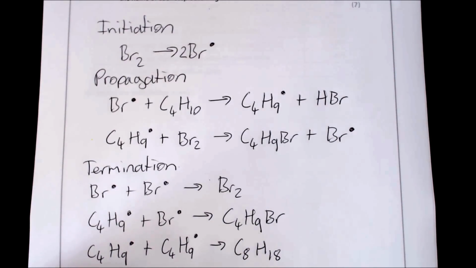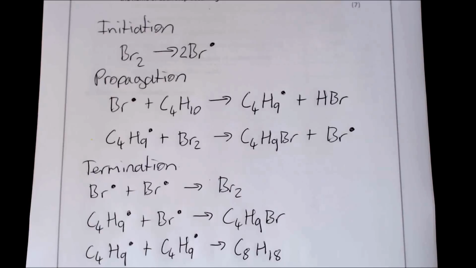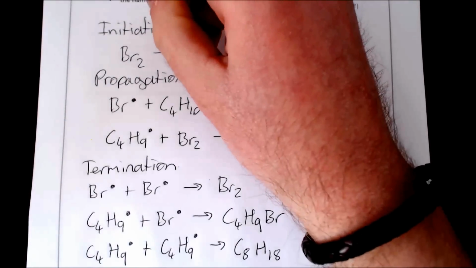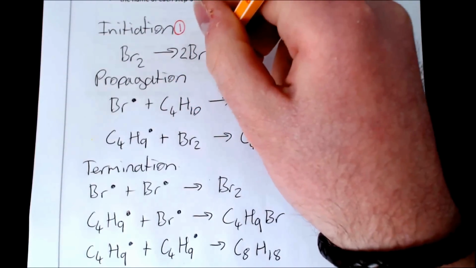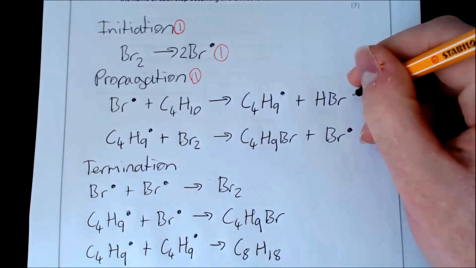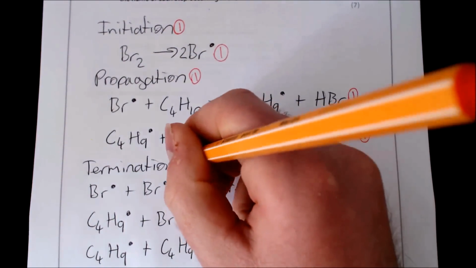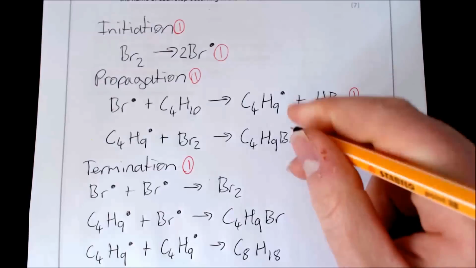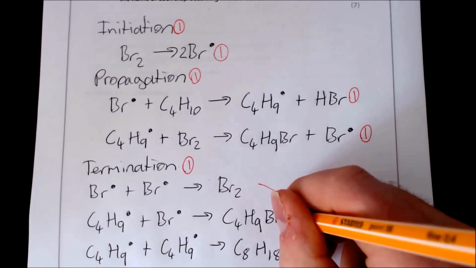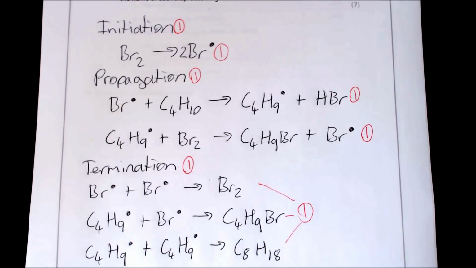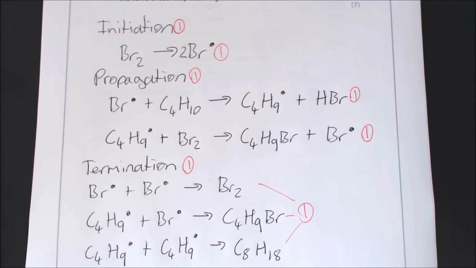So this is a 7-mark question. In terms of the mark breakdown, you get one for initiation, one for the equation, one for propagation, one for that equation, and one for that equation. So you've got 1, 2, 3, 4, 5 marks. 6 marks for termination, and 1 mark for any one of these 3. You only have to write one of them for the termination step. And so there we go. That gets us all our marks. We've got 7 marks there. The whole question for this was out of 21 marks. So not too bad. On to the next question.